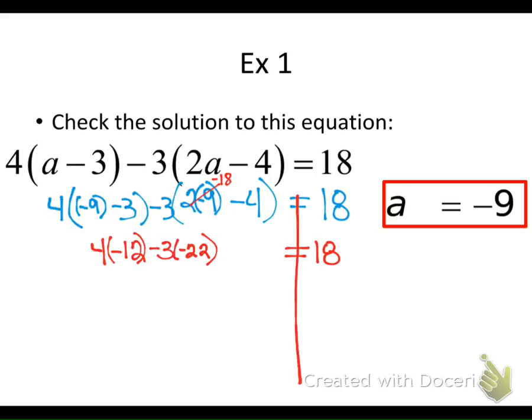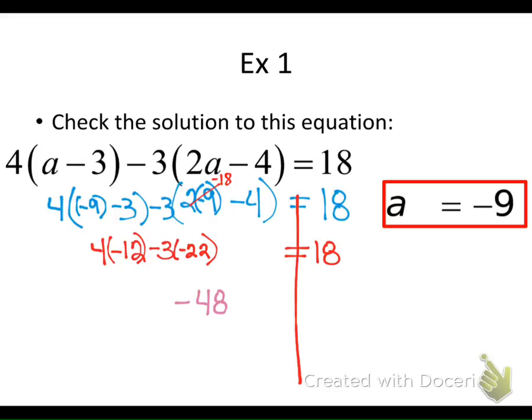Now I'm ready to keep solving. So now I've done my parentheses. Do I have any exponents? Nope. Do I have any multiplication? Yeah. I have 2 parts of multiplication. So you're going to solve working in order from left to right. So the first one is 4 times negative 12. So negative 48. Then what's my second set of multiplication?